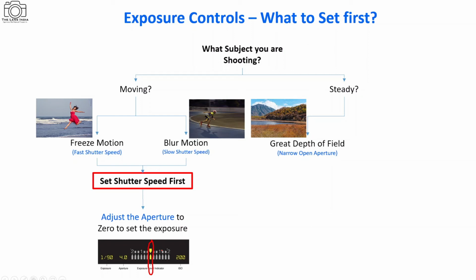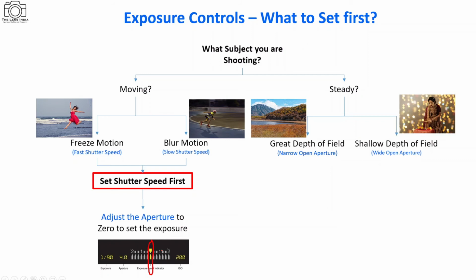So your depth of field starts increasing. So you need to narrow the aperture so that you get a great depth of field. Or suppose you want a shallow depth of field, that is the bokeh effect, you need to open your aperture wide. That means you need to use a smaller number aperture, that is f1.4 to 2.8, something like that, so that your background and foreground become blurred and the main subject is tack sharp.